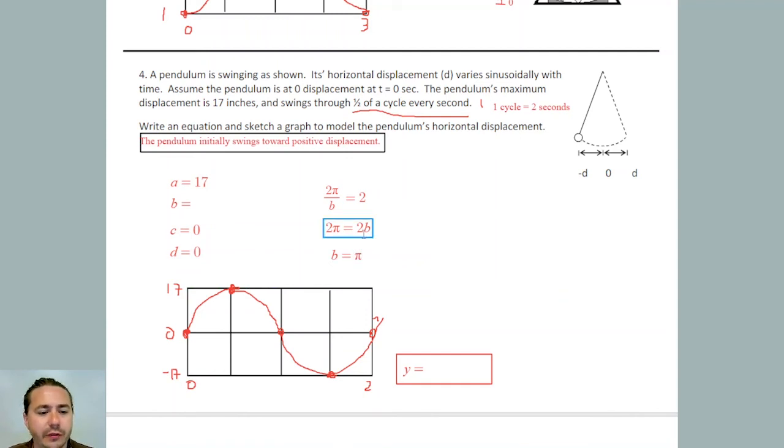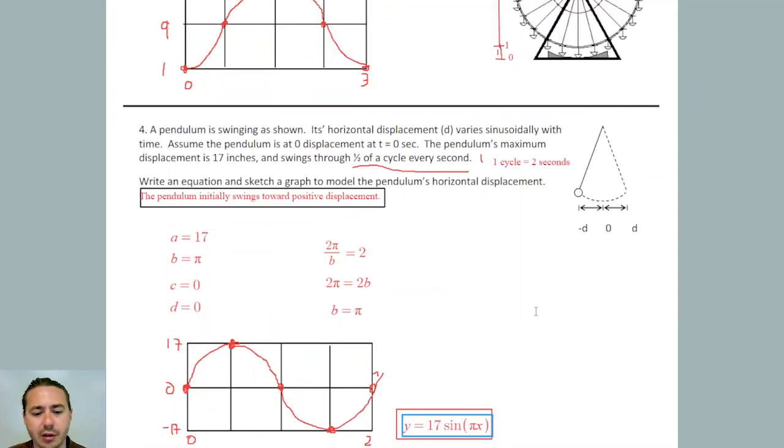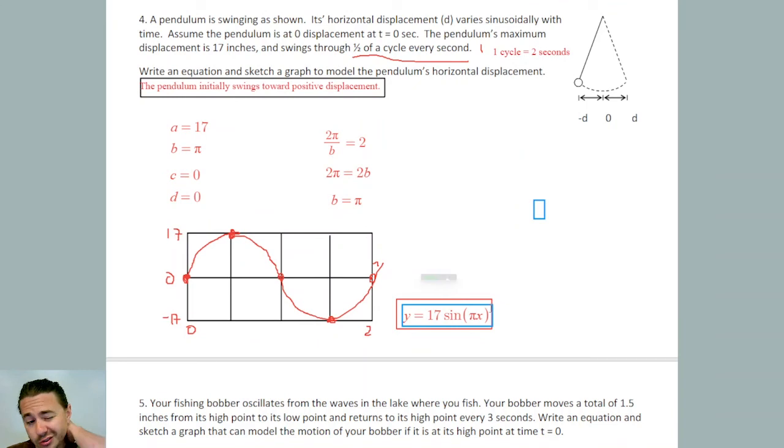All right, so we've got everything we need to write our equation. So let's go ahead and start writing it. We've got 17 times the sine of pi x, and that is all. We don't have any horizontal or vertical shifts, so that's the complete equation.